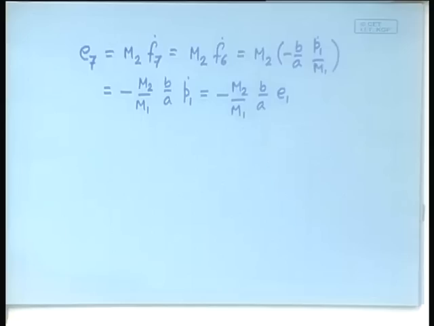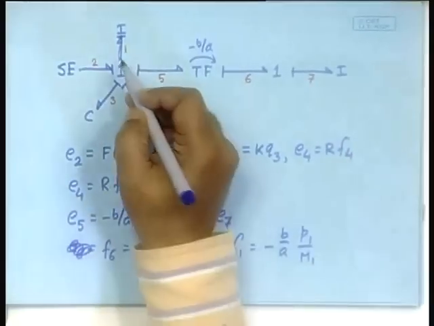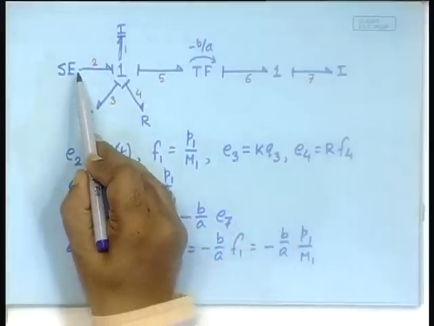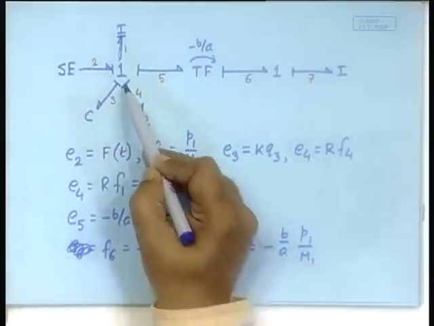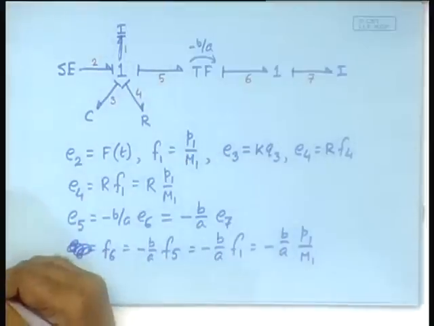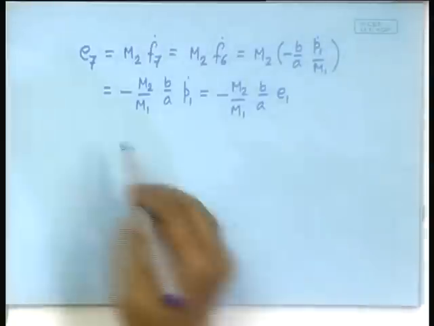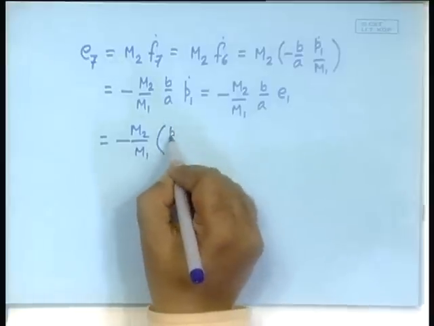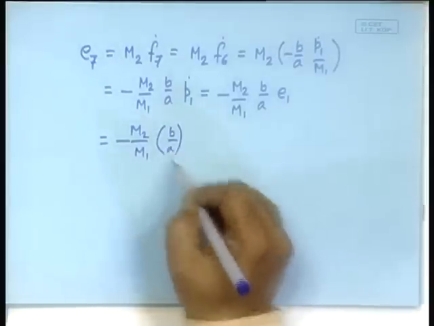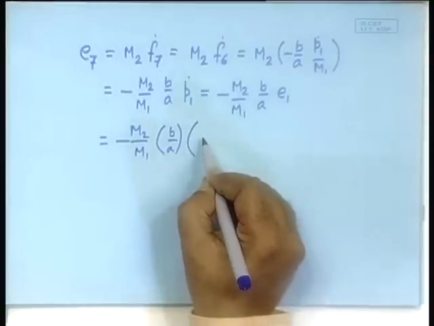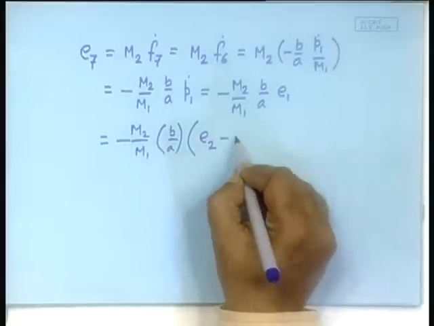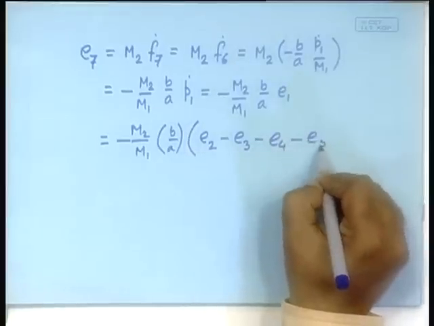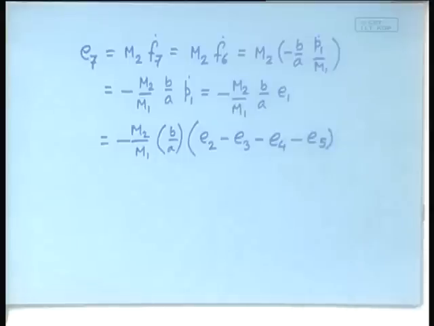Good. So, now we have to find out where this E1 information comes from. E1 is nothing but, since it is the effort summing junction, E2 minus E3 minus E4 minus E5. So, we have minus M2 by M1 B by A, E1 is E2 minus E3 minus E4 minus E5. Okay.